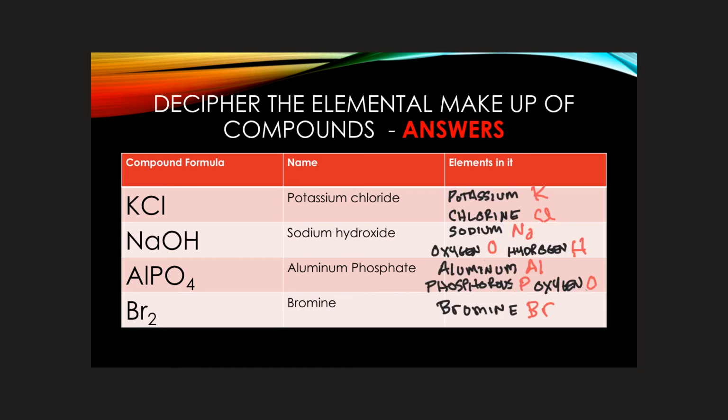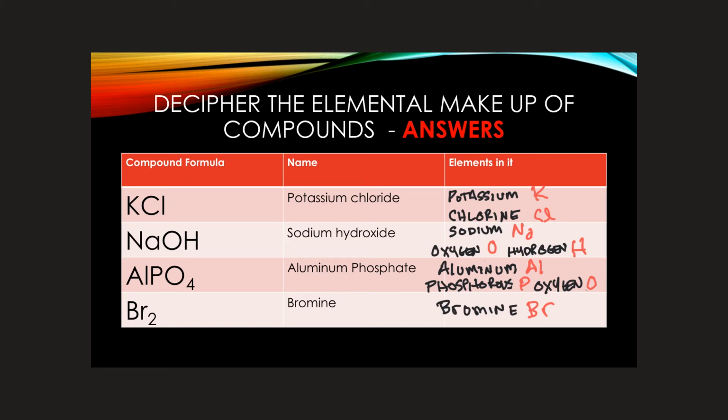Okay, so here are the answers. And now let's look at why I got the answers that I did. So if you got potassium and chlorine for the first one, you did great. Sodium, oxygen, and hydrogen for the second one, great. Aluminum, phosphorus, and oxygen. All right, and then the last one is just bromine, right? I told you not to worry about the numbers. The numbers have nothing to do with the element names and type, right?